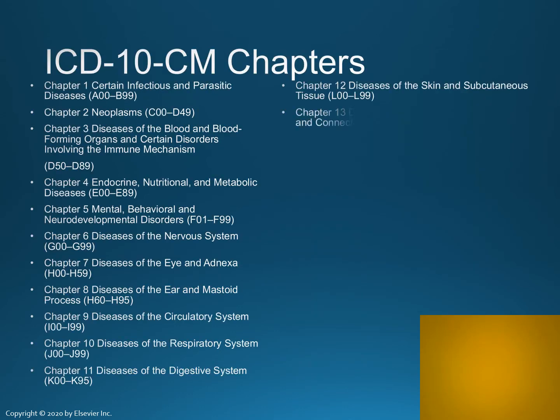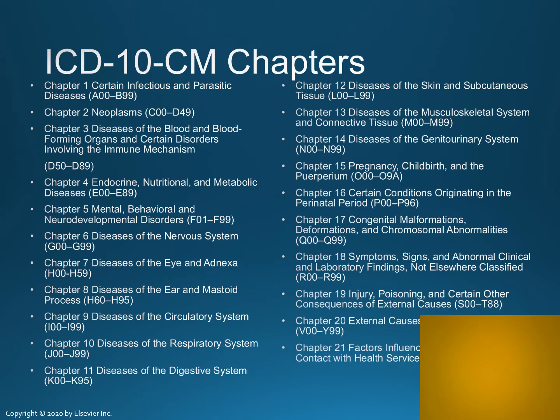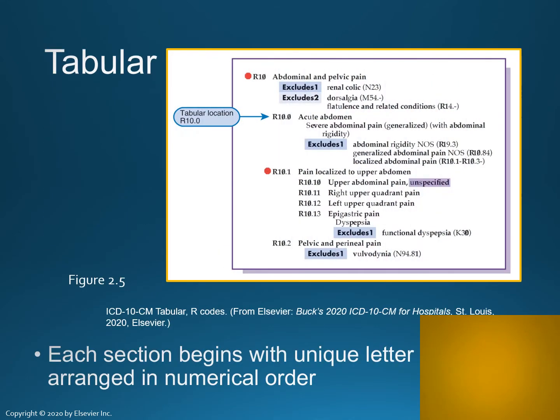There's 21 chapters in the ICD-10. I will see them right over here. The tabular, each section begins with a unique letter and codes arranged in numerical order. Here we go with our acute abdomen again, and it has a definition you can see right over here, and it tells us what it excludes. So R10.0 excludes abdominal rigidity, which would be R19.3. Okay, so what that means is that you cannot code these two together.